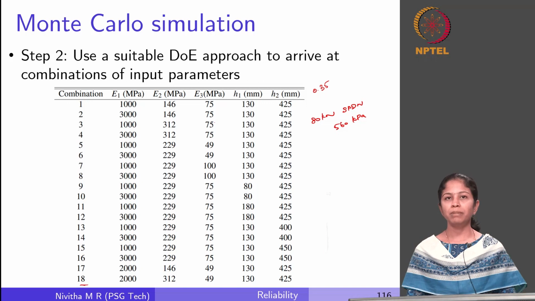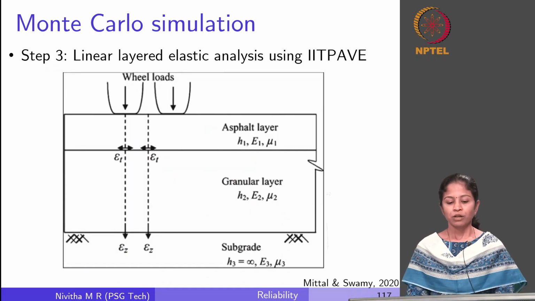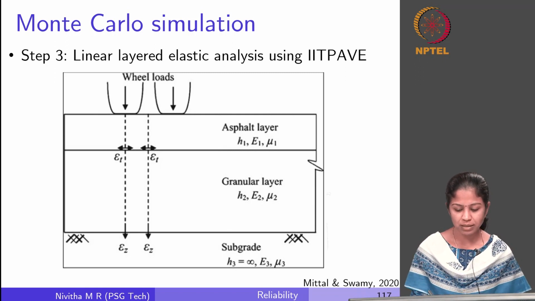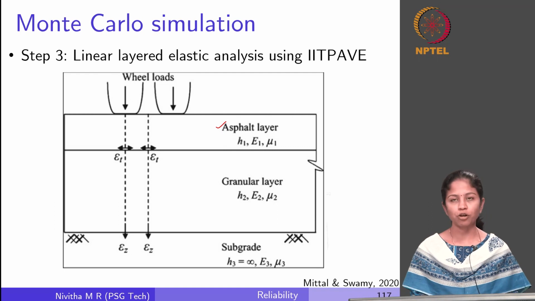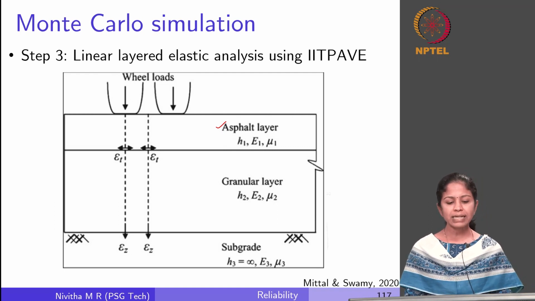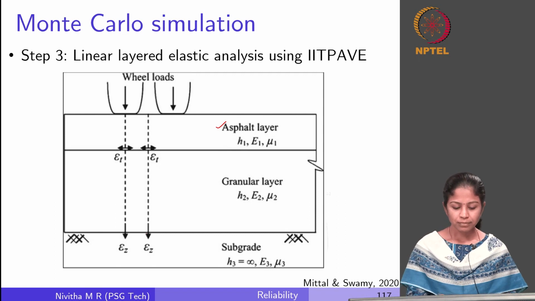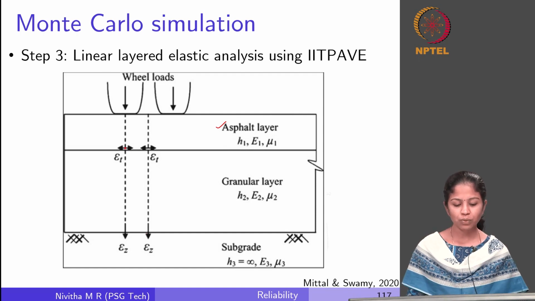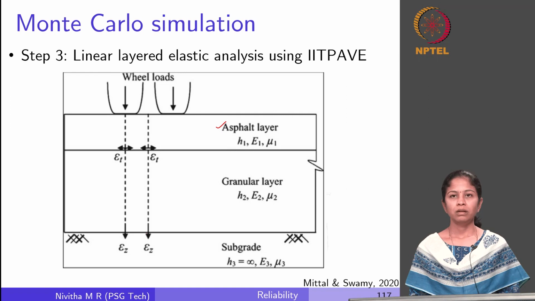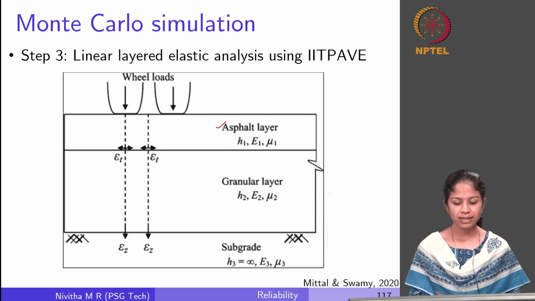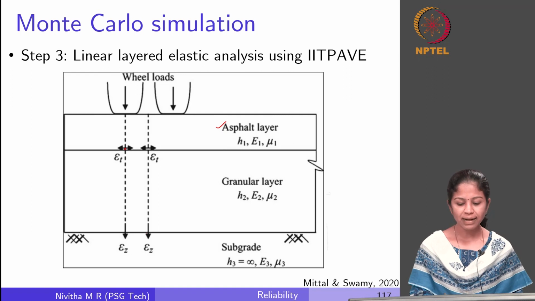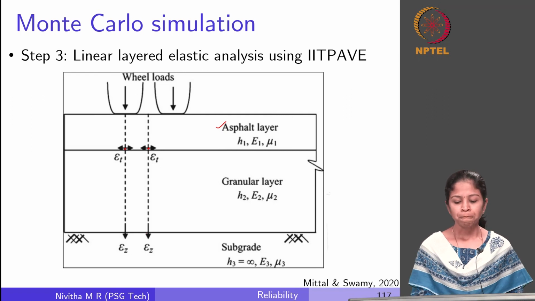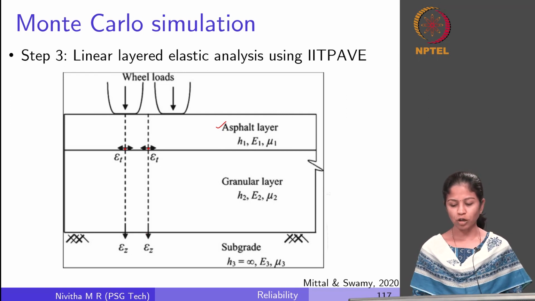So for this we will be computing the critical strains. So where we will be computing the critical strain? Horizontal tensile strain at the bottom of bituminous layer and vertical compressive strain at the top of subgrade. Here it is suggested to compute the critical strain at the position which is directly beneath one tire. Here it is suggested to compute the critical strains directly below the wheel load and at a point which is exactly in between the 2 wheel loads, right. So this we have to compute it at the bottom of bituminous layer and at the top of subgrade, right.